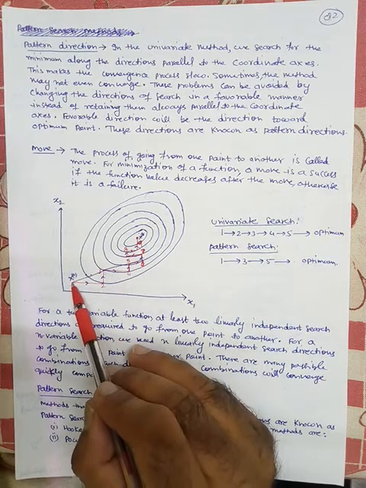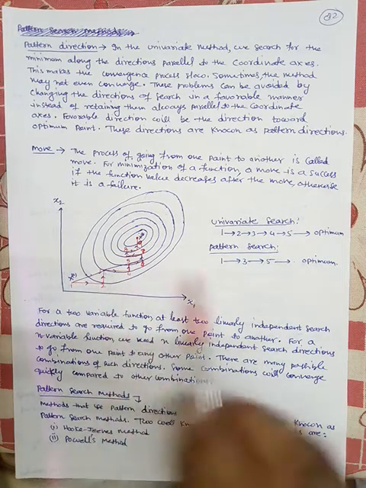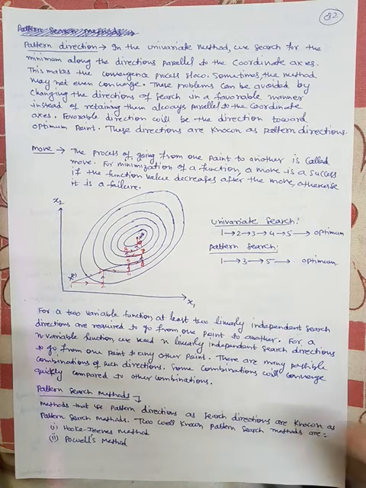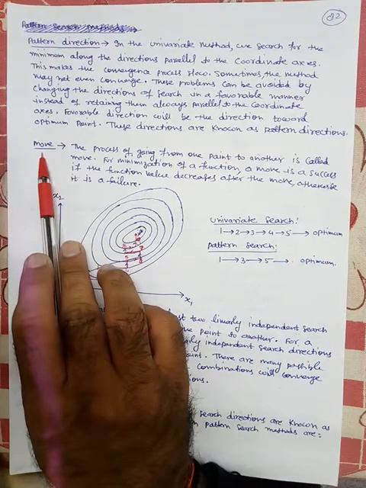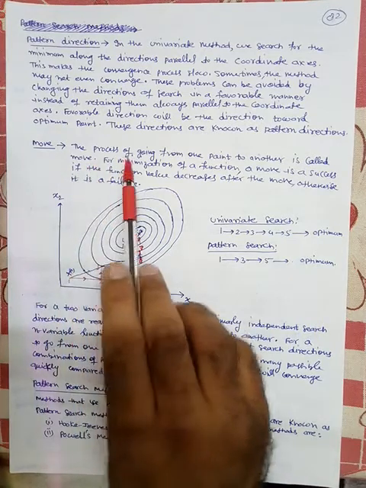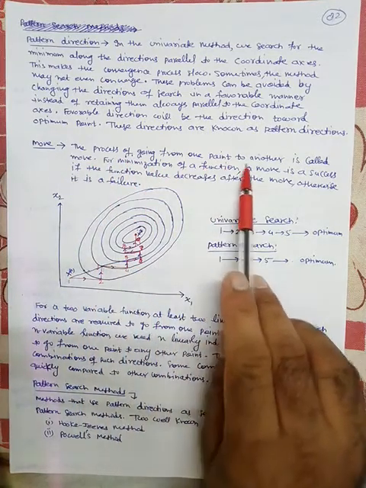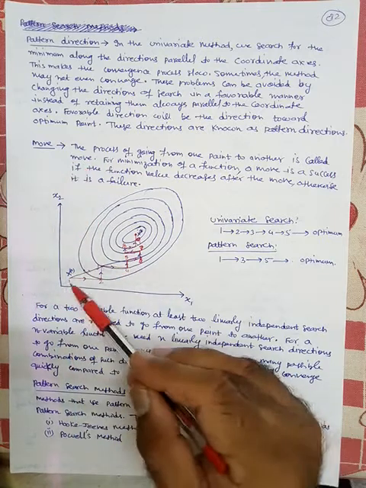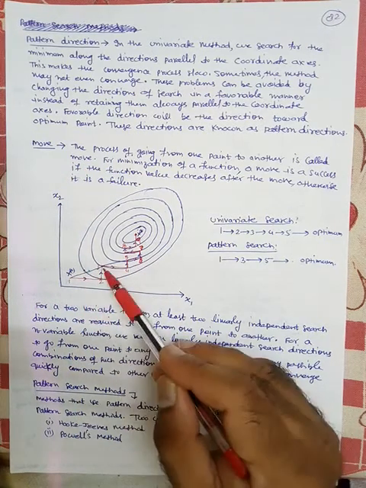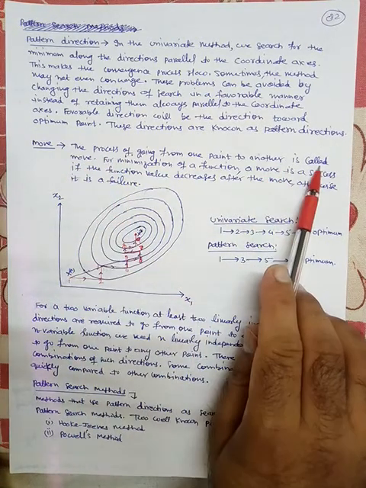We are directly moving from this to this. And this is the beauty of pattern search methods. Okay. Now, next definition is move. The process of going from one point to another is called move. That means from here to here, this process is basically called as move.